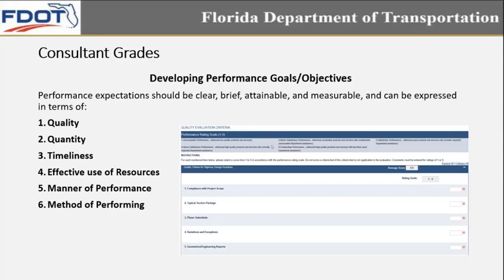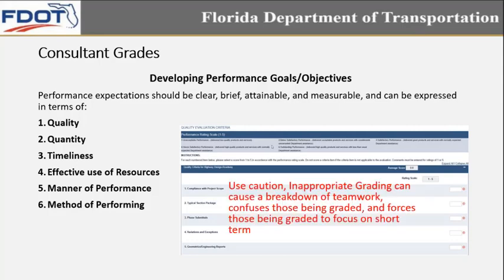Consultant grades, again, are about developing performance goals and objectives. Performance expectations should be clear, brief, attainable, and measurable. As you know, our grading system is expressed in terms of these six points: quality, quantity, timeliness, effective use of resources, manner of performance, and method of performing. You should talk about these things with your consultant before you start a project, so everyone's on the same page with the expectations.